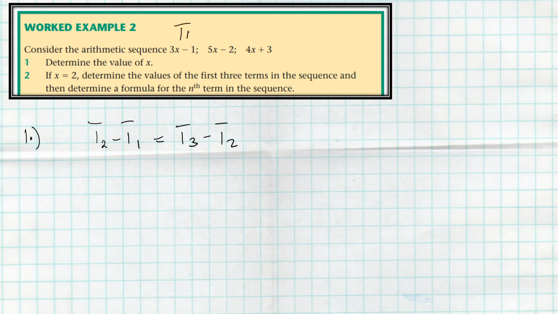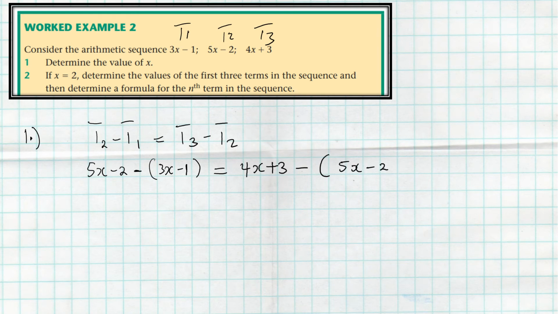Okay, so we know this is term 1, this is term 2, and this is term number 3. So term number 2 is 5x minus 2. I told you that after every minus sign, put everything in brackets just to avoid making mistakes. So you're going to see 3x minus 1 is equal to, what is your term number 3? It is 4x plus 3 minus, you put everything in brackets, (5x minus 2), right? That is your term number 2. Then we can replace by negative and solve for our x, right?